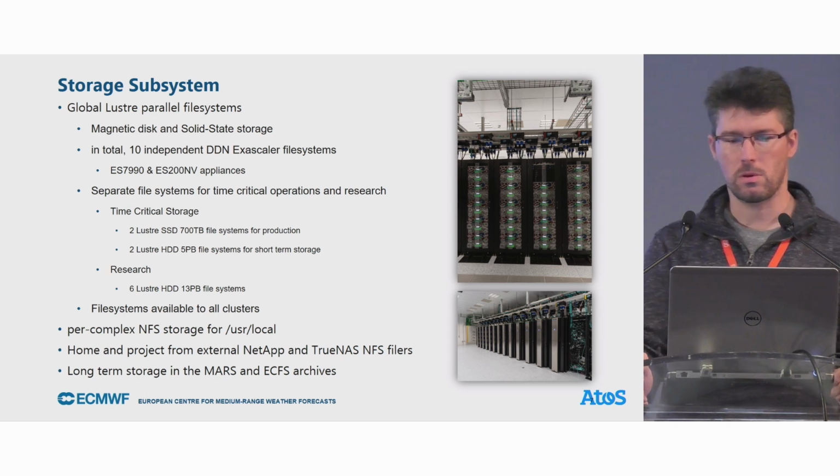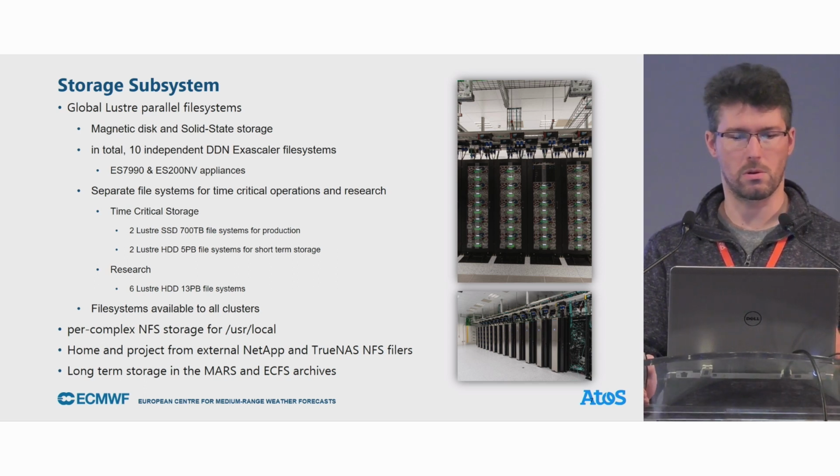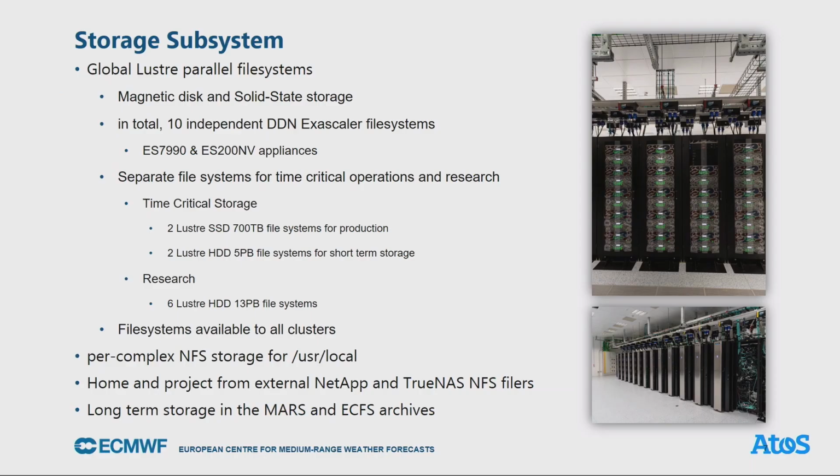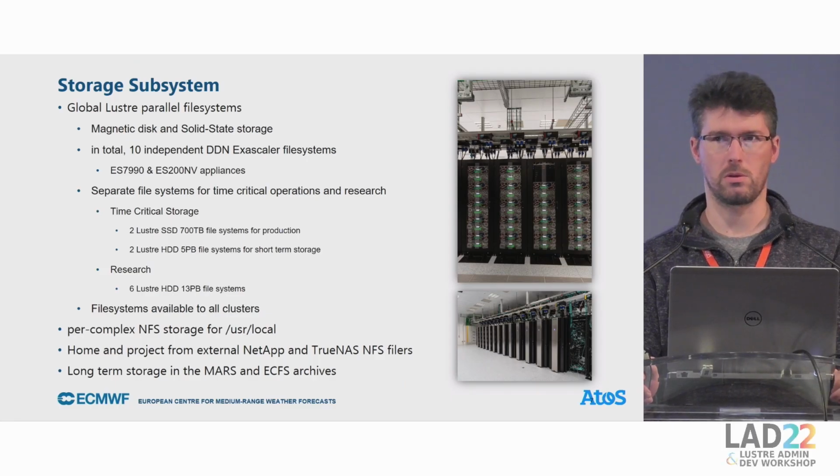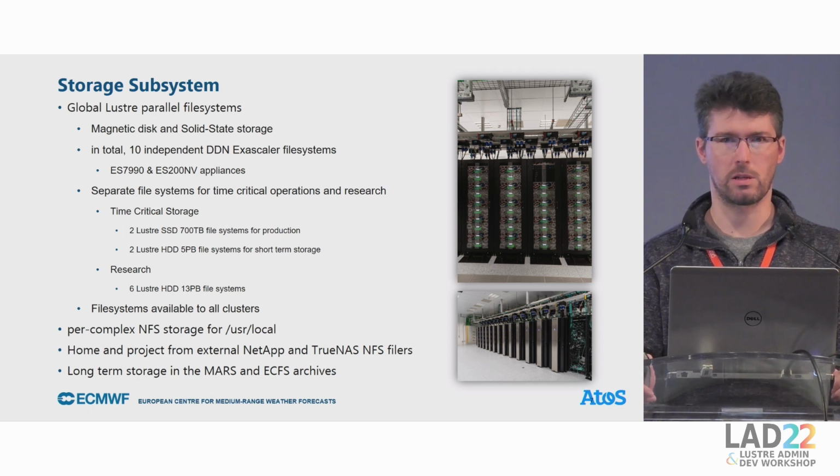On the storage subsystem, everything is based on DDN appliances. There are 10 independent ExaScaler systems, again divided across both data halls. You get 2 types of file systems. One is called time critical, which is for day-to-day production, and the other file systems are for research. In the time-critical storage, you have 2 file systems of 700 terabytes based on flash, and 2 other file systems based on HDD with a 5 petabytes capacity.